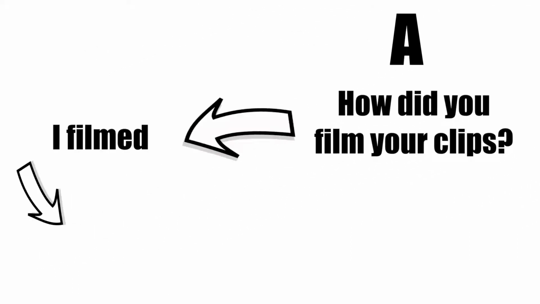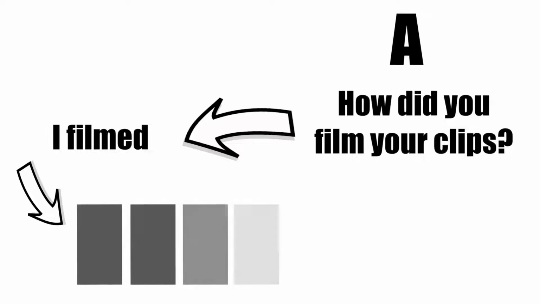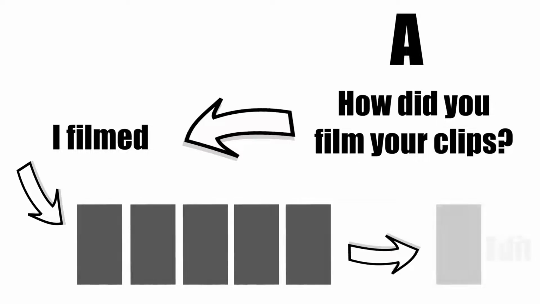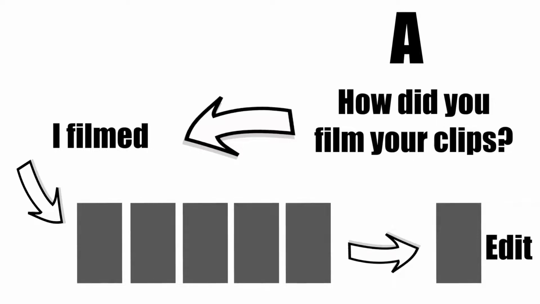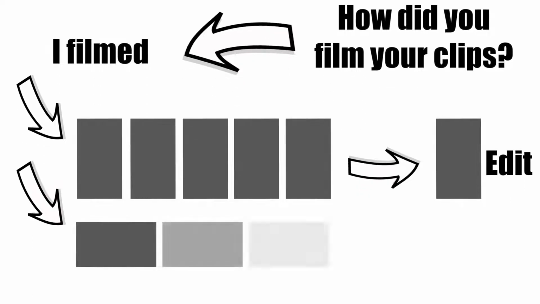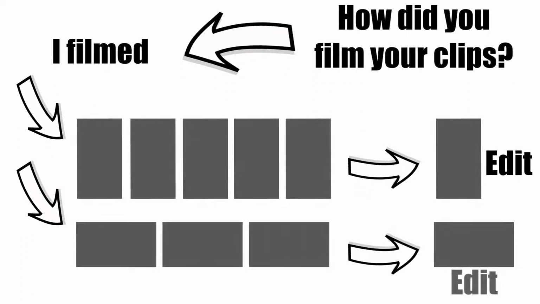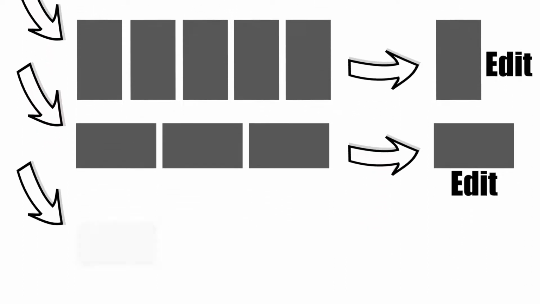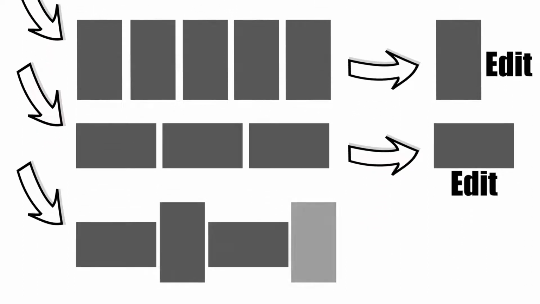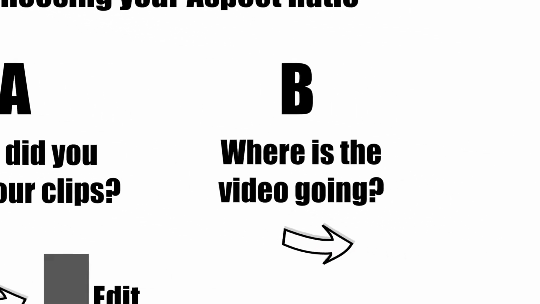Let's look at A first. If you filmed all your clips upright or in portrait mode, then you will also obviously want to edit in portrait. If you filmed in landscape, then edit in landscape, regardless of what you want the final to be. But if you have a mix of different types of clips, and I urge you to please avoid this because it's terrible, but then look at option B and choose based on the platform preferences.